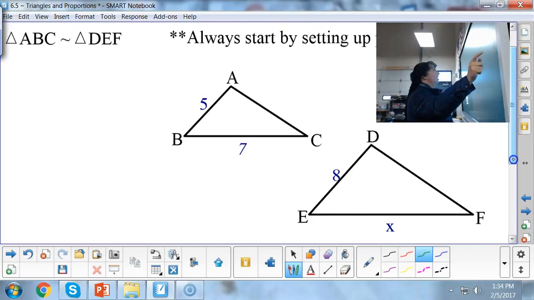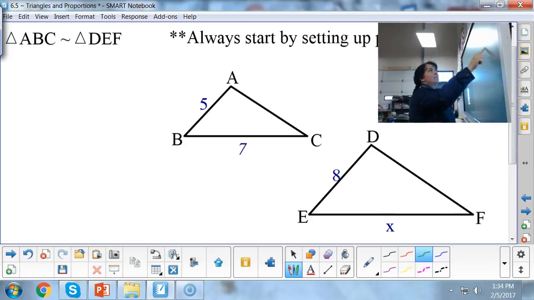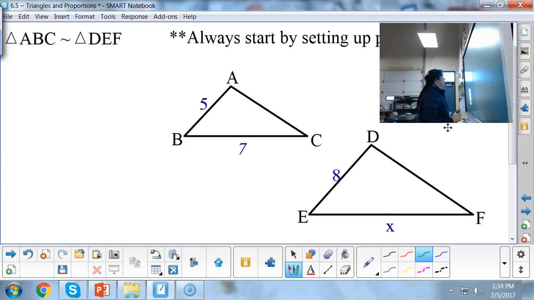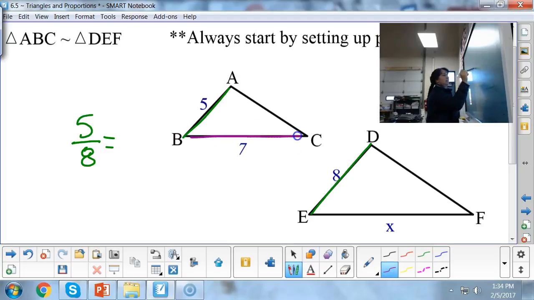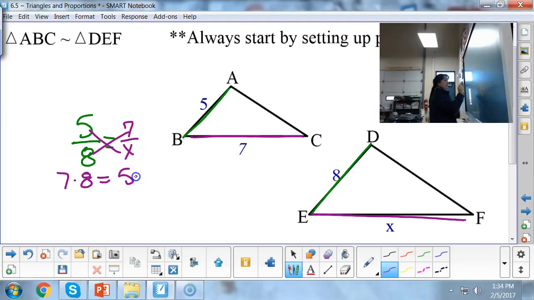Always start, it says it again, always start by setting up proportions, which is what we need to do. Okay? So once again, AB corresponds to DE. So I have 5/8 is equal to BC corresponds to EF. So 7/x. Okay, and then I'm going to cross multiply. I have 7 times 8 is equal to 5 times x. Okay. 7 times 8 is 56, equals 5x.